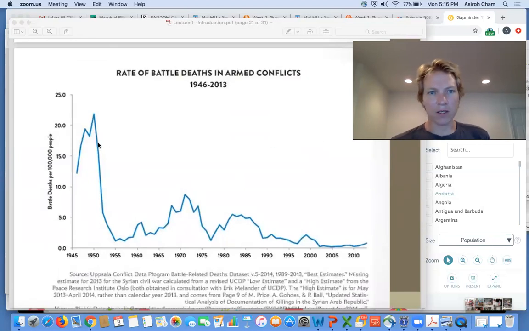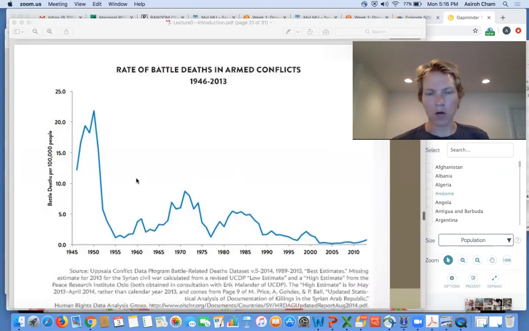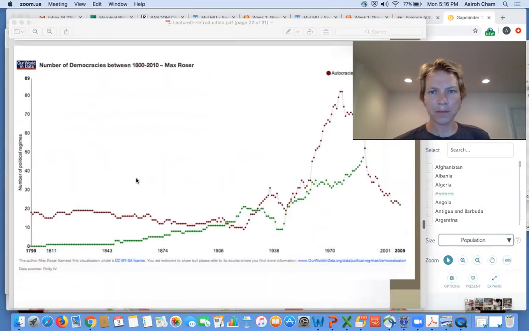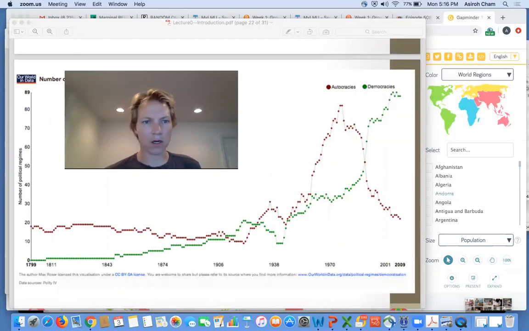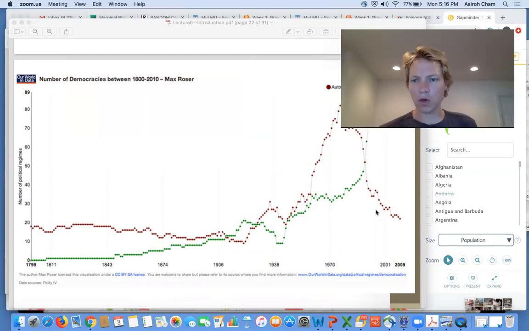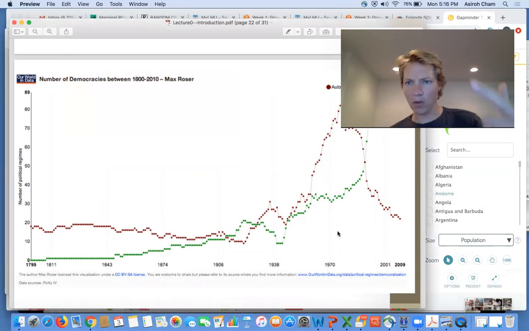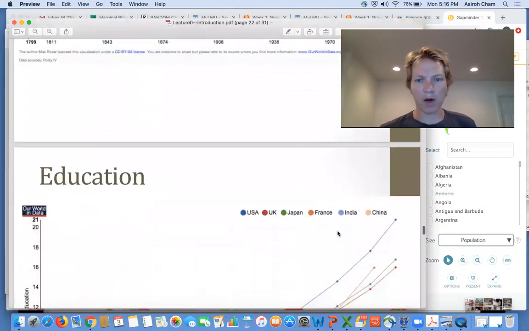Violence. Violence has gone down. This is one way of looking at it. You could look at it as crime too. Violent crime has also dropped. Number of democracies, that has increased as well. So we're getting more democracies, fewer autocracies. So any of these measures you want to look at, things are looking better. Wealth, poverty, democracy, violence, all these indicators are getting better.